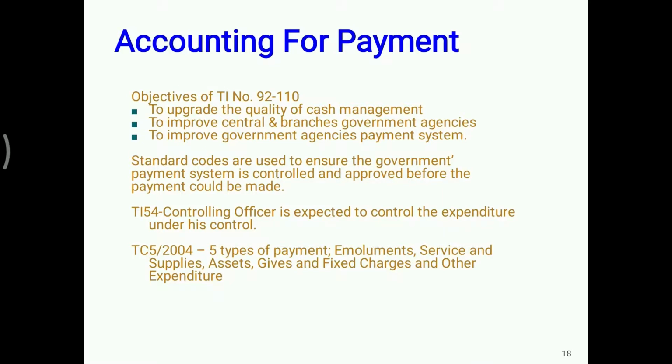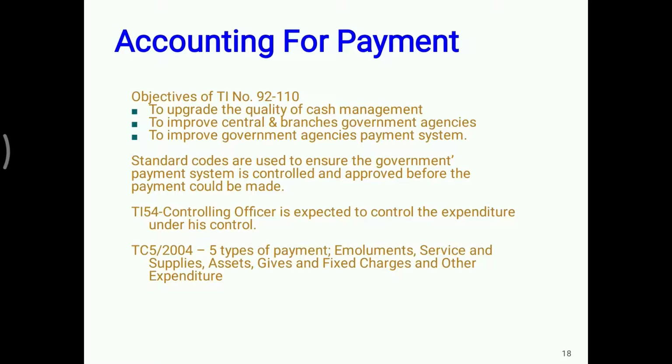The objectives of Treasury Instruction number 92 to 110 are to improve the quality of cash management, to improve central and branches government agencies, and to improve government agencies' payment system. Standard codes are used to ensure the government's payment system is controlled and approved before any payment could be made. Treasury Instruction number 54 highlights that a controlling officer is expected to control the expenditure provided for the head of estimates under his control.